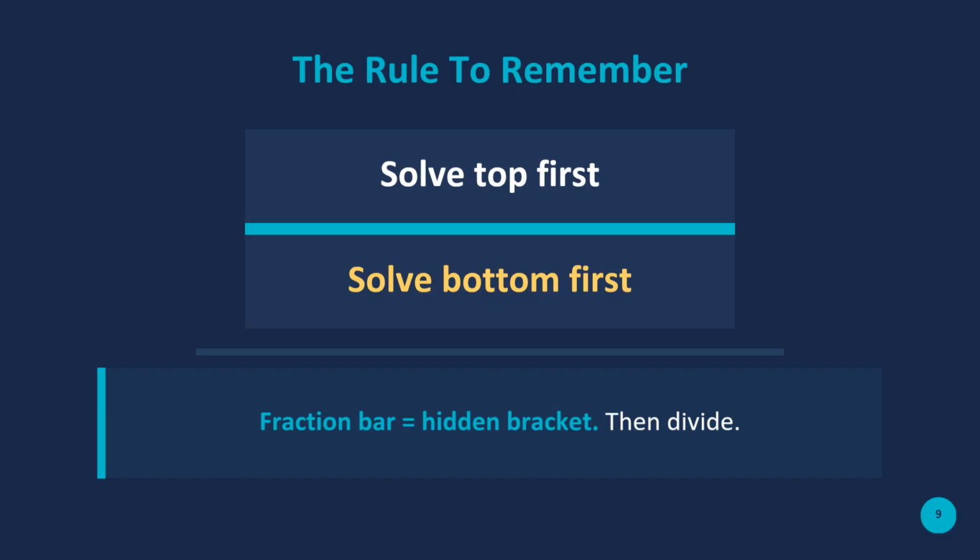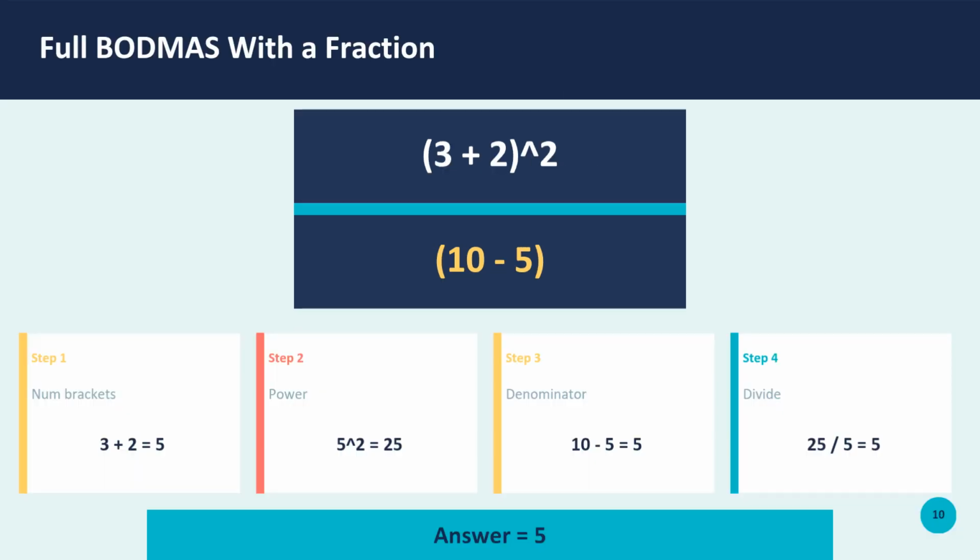Here is the rule to remember. The fraction bar is a hidden bracket. Solve the top first. Solve the bottom first. Then divide. Now everything together.